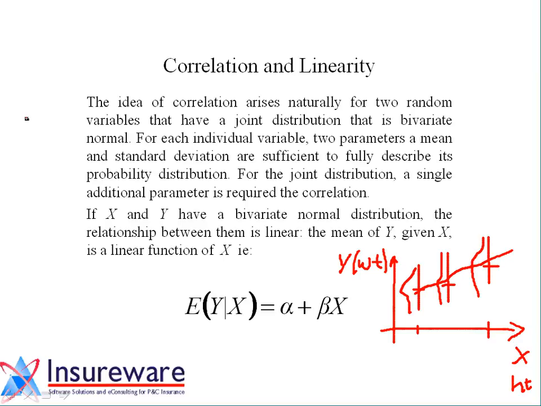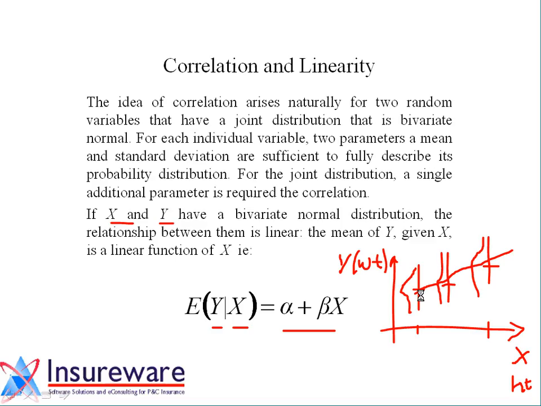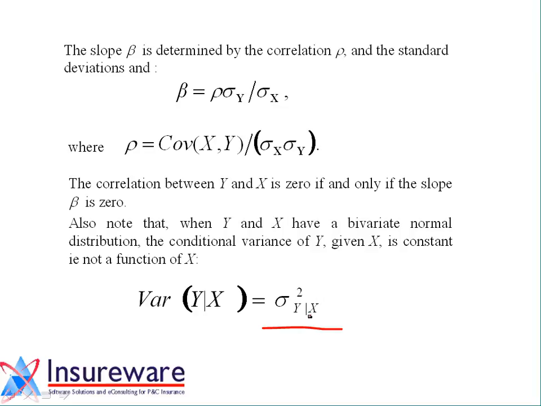So this is the property that applies to what's called a bivariate normal distribution. If you have two random variables x and y, and they have a bivariate normal distribution, the mean of y given x is linear in x, which we found by doing this hypothetical study. The variance of y given x is a constant. It doesn't depend on x. Of course, you would also say that the distribution of y given x is normal with mean alpha plus beta x and this constant variance.